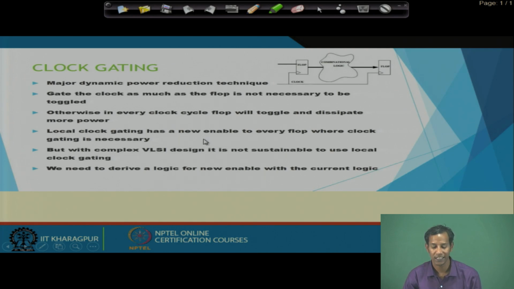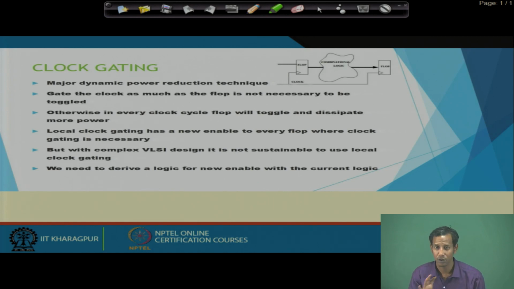Local clock gating has a new enable for every flip-flop where clock gating is necessary, but with complex VLSI design, it is not sustainable to use local clock gating. We need to derive a logic for the new enable from the current logic. Sometimes you can actually do local clock gating. Local clock gating means some of the sub-blocks can be clock gated locally, that is, placed in the dormant mode whenever they are not functioning.